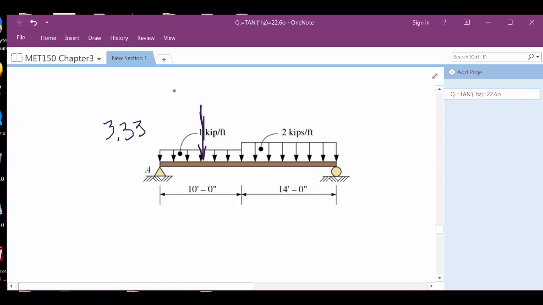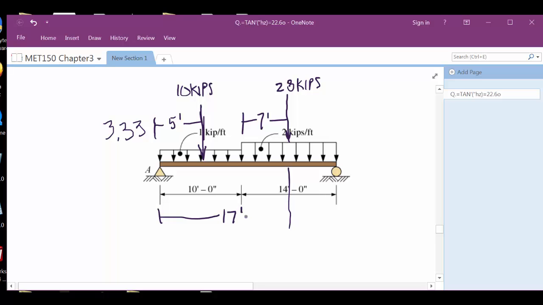Okay, so we've got here we would just have 10 kips, right? Because it's 1 kip per foot times 10 feet, and this value is going to be 5 feet, right? Then this would be what? 28 kips. That distance is 7 feet. So, if you will, this would be 17 feet, wouldn't it? That's that evenly distributed load.